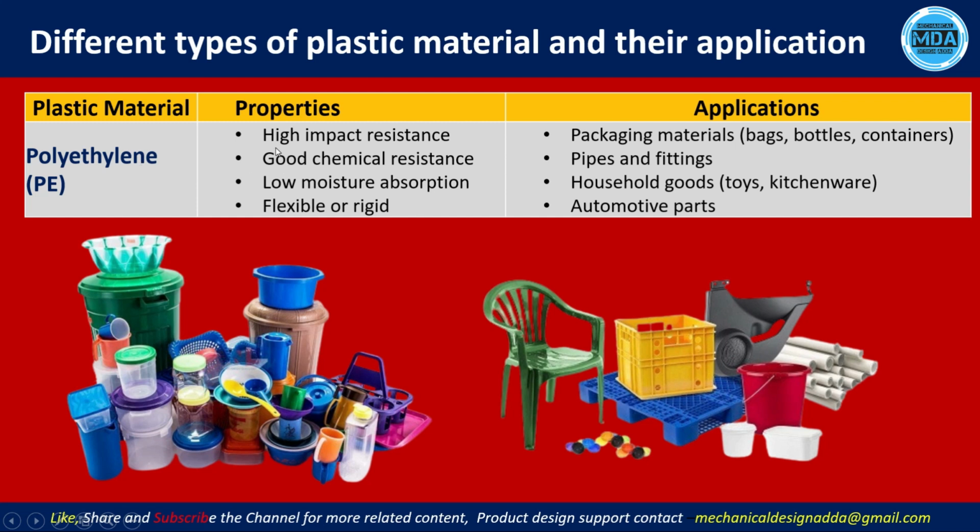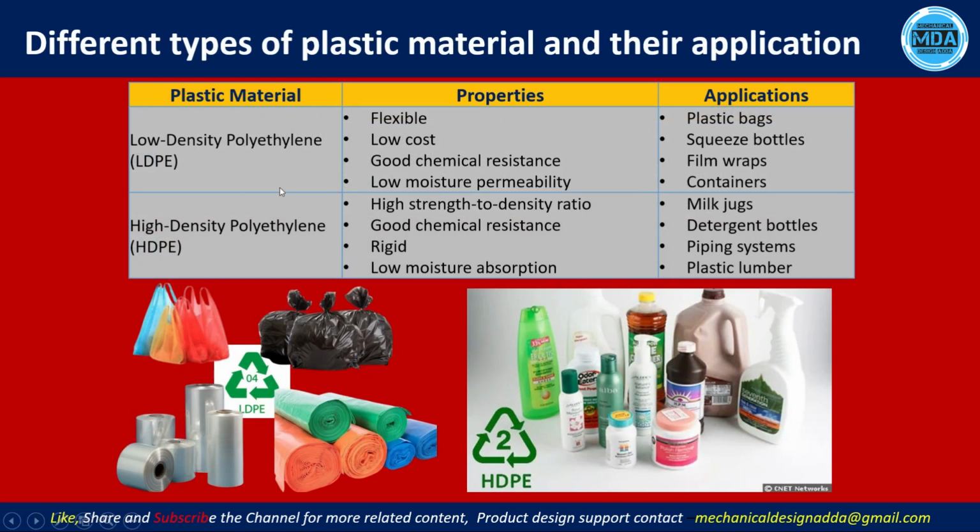The properties of polyethylene are high impact resistance, good chemical resistance, low moisture absorption, and it is flexible or rigid. Here you can see the different products, and the material used for these products is polyethylene plastic. In polyethylene, there are two types actually: low density polyethylene and high density polyethylene. Low density polyethylene is flexible, low cost, with good chemical resistance and low moisture permeability. These types of products you can see made with low density polyethylene.